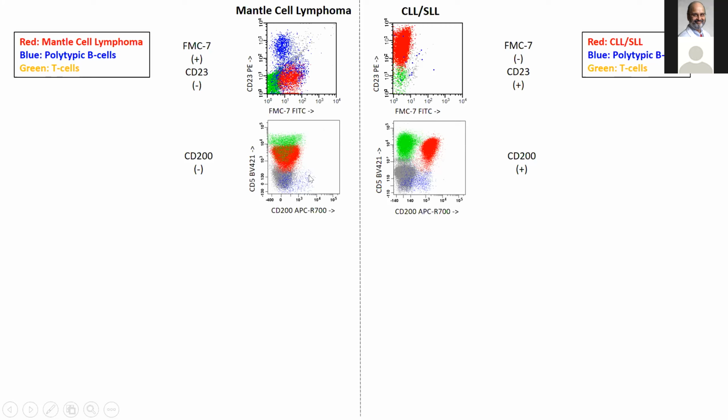Okay, so then CD200 is a marker that's going to be expressed by CLL. You can see it's positive for CLL here, but negative for mantle cell lymphoma. Again, CD200 is not a specific marker for CLL. In fact, most B-cell lymphomas do express CD200. It's just that mantle cell lymphoma is typically negative for CD200, so we can use that to help differentiate the two.